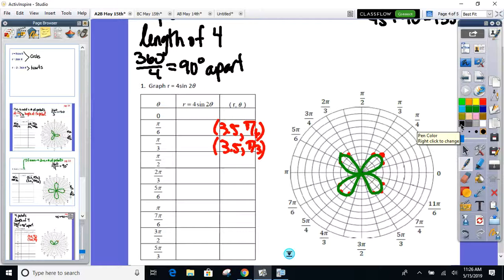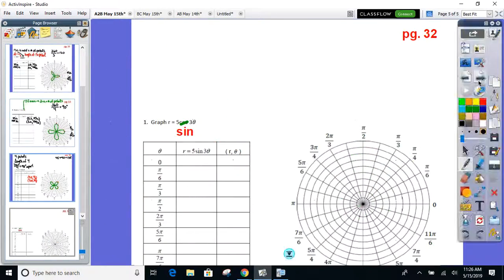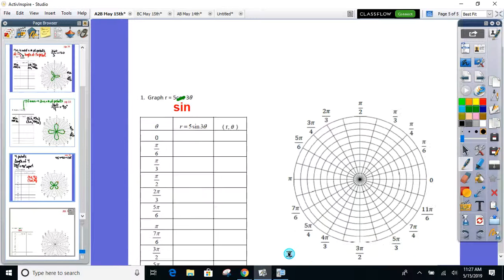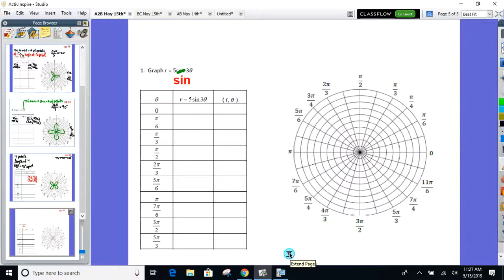We all good? So this is sine. Again, the big difference between sine and cosine is where they start. Sine, if that number's even, it'll start halfway in between how far apart they are. All right, now take a look at our last one we need to graph, which is page 32. Can you please do me a favor, because there's a typo here. This should be r equals 5 sine 3 theta, not cosine. We're sticking with the sine curves here.